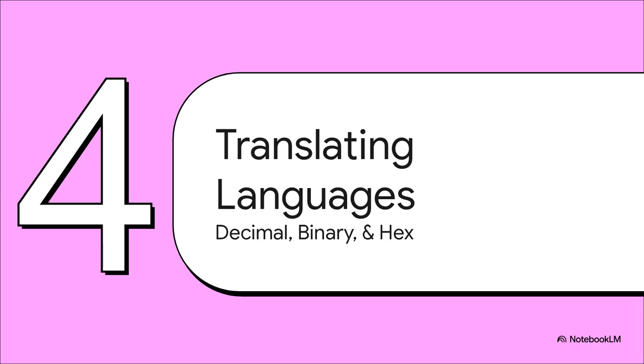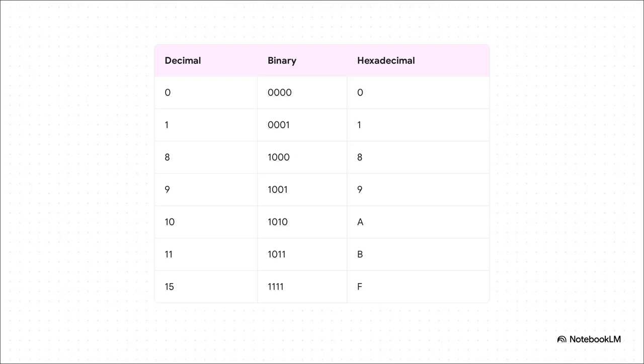Okay, so we have all these different languages now, our decimal, the computer's binary, and this hexadecimal shorthand. How do they actually relate to each other? How do we translate between them? This table makes it all crystal clear. Just look at the number 10 in our decimal system. For a computer, that's 1010. But in hexadecimal, it's just a single letter A.